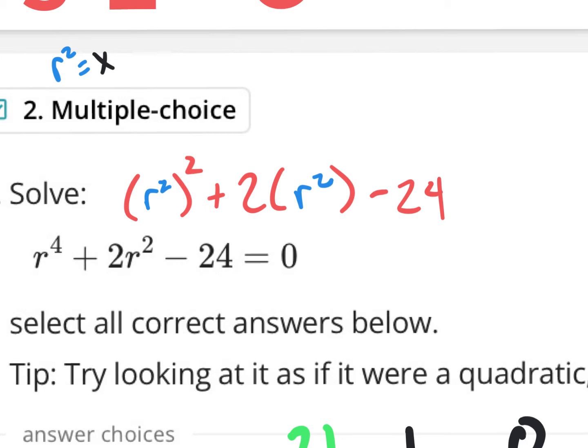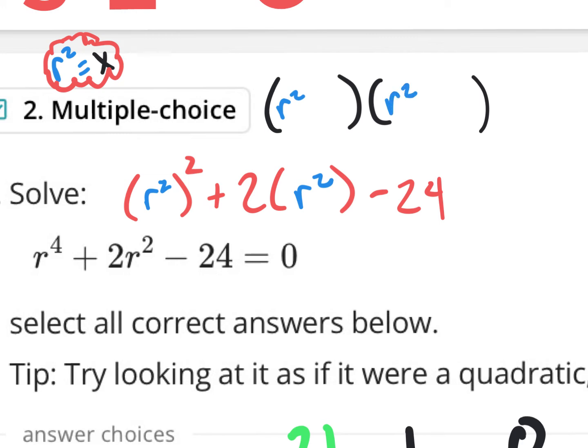And then, like I said, if you wanted to, you could replace your r squareds with the x. That way it'll look like a quadratic equation, x squared plus 2x minus 24. But if you don't want to do those extra steps, you could just pretend that you had an x squared and an x, which means you have an x right here and an x right there. But obviously we don't have x's. What do we have? We have r squareds. So those r squareds are going to go right here.